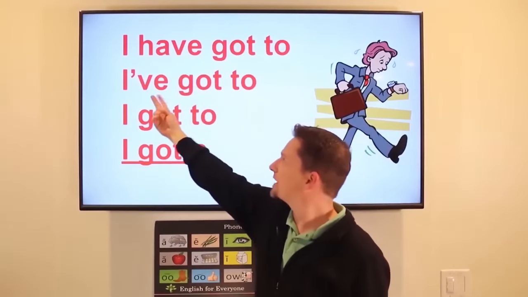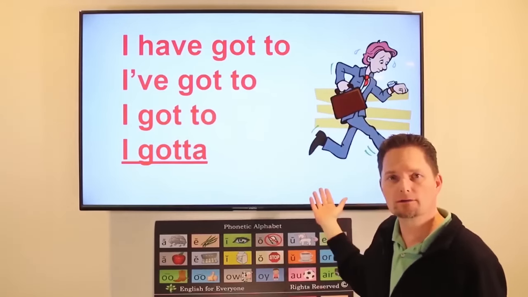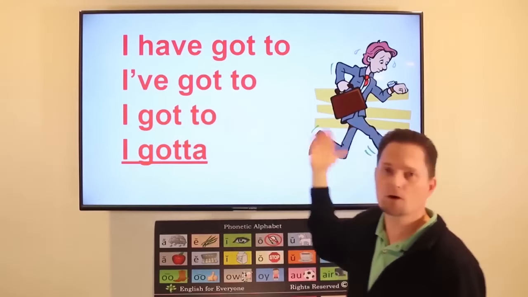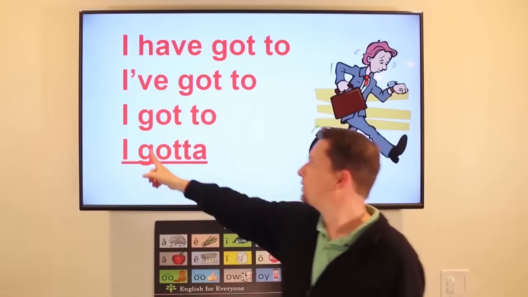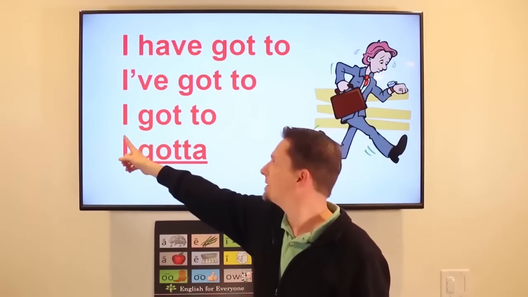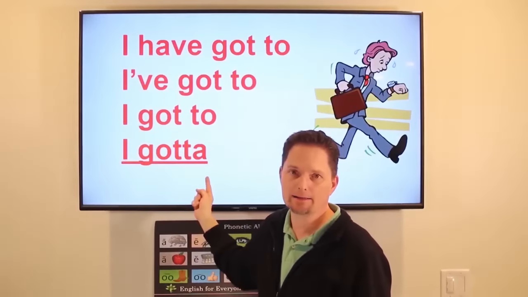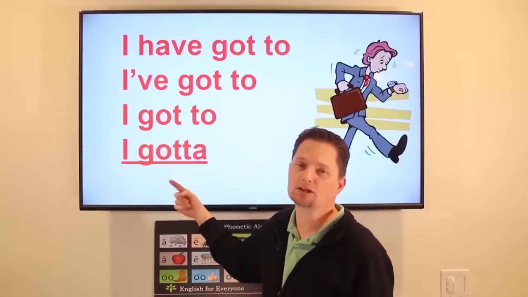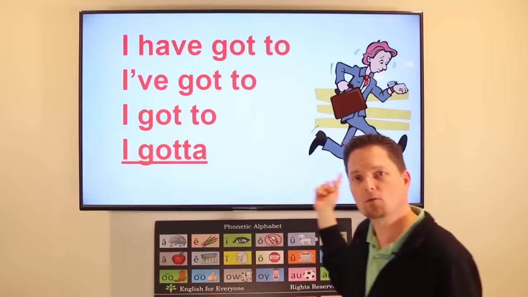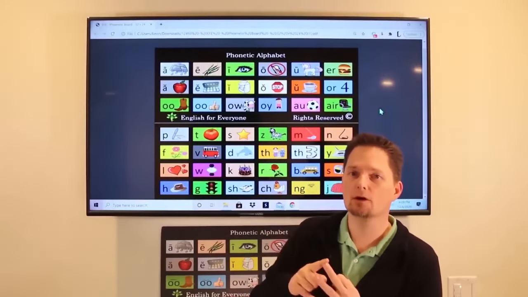I have, contraction, I've. I've got to go to work. This is correct. But in America, we don't pronounce the V. People say, I got to. Pronounced, I gotta. Not spelled like this, spelled like this. But pronunciation, gotta. I gotta go to work.